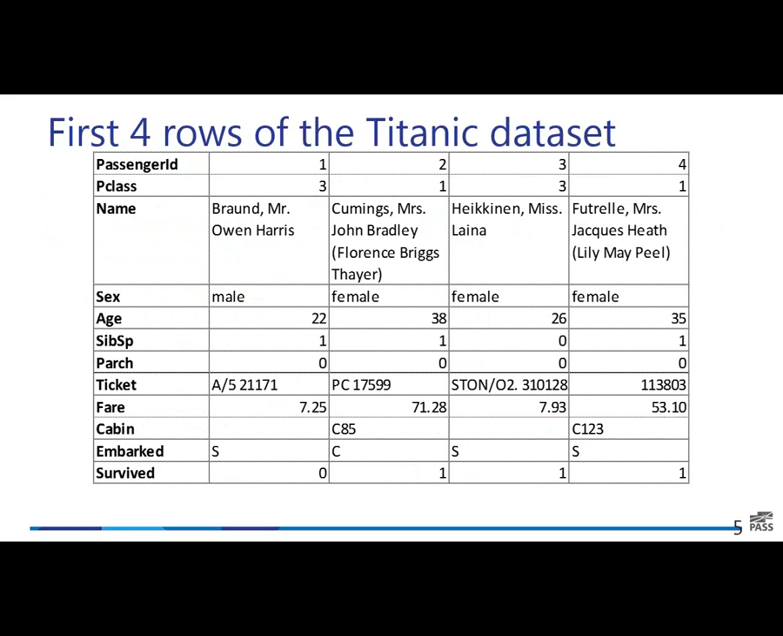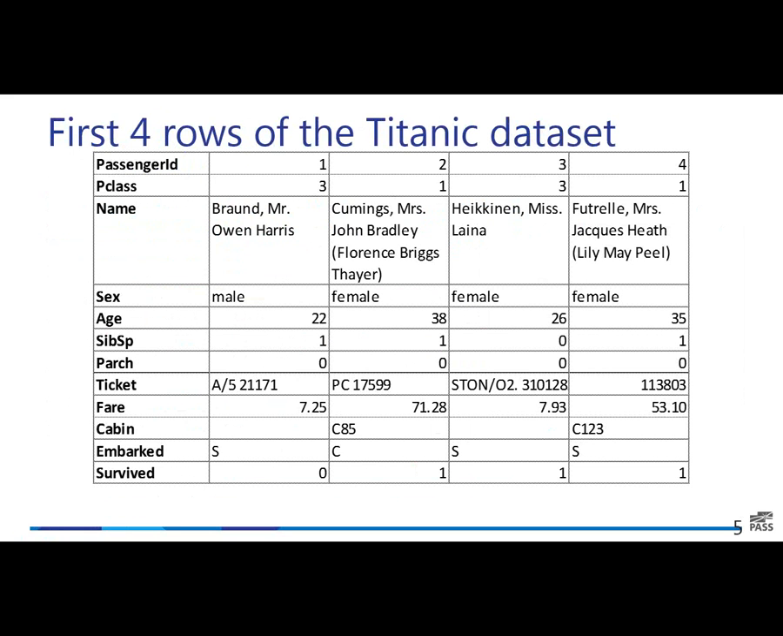He was a 3rd class passenger as well. On the other hand, our second passenger, Mrs. Cummings, Florence, is a 38-year-old woman traveling with 1 sibling or spouse, possibly a husband, possibly a brother or sister, we don't know, it doesn't tell us, unfortunately. She paid £10, 10 times as much as Mr. Braund, and she got on at Cherbourg in France. She travelled 1st class, and the survived value of 1 means that she got on a lifeboat and survived.